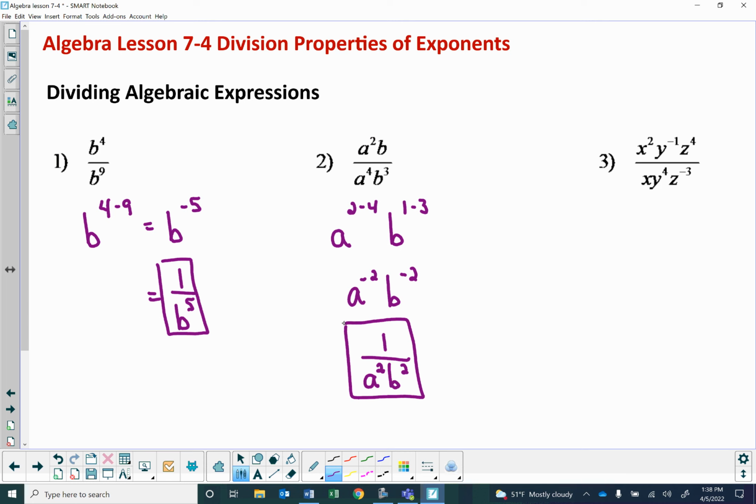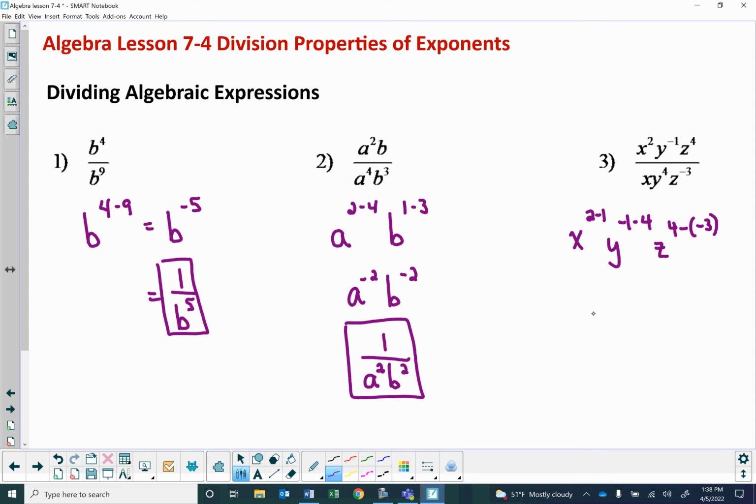Problem number 3, x squared y to the negative first z to the fourth divided by x y to the fourth z to the negative third. I'm going to set this up and subtract all my exponents, so I have x to the 2 minus 1, y to the negative 1 minus 4, be very careful with your negative signs, z to the 4 minus a negative 3, be very, very careful with all your negative signs.